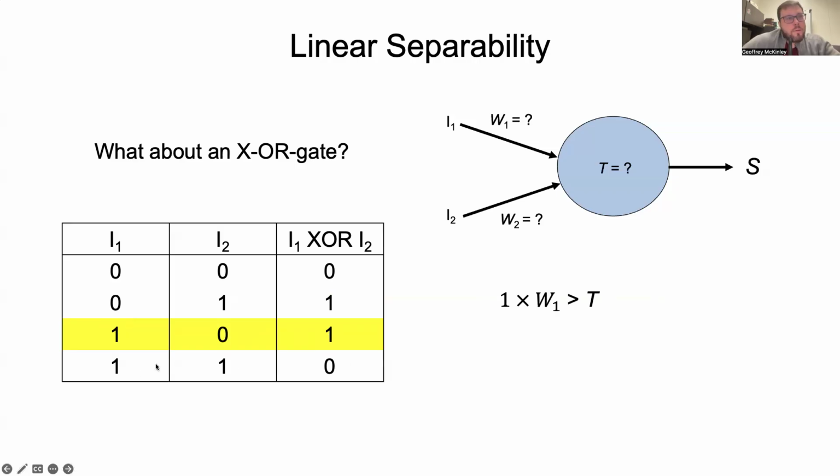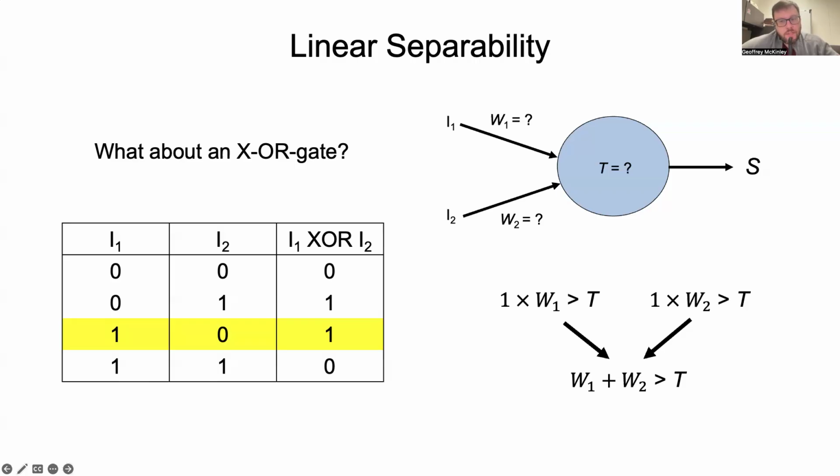But here's the problem. What about the fourth row? In the fourth row, when both the inputs are true, you're going to add those two weights to each other, and they're necessarily going to be greater than the threshold. With the weights set however they are, it is inevitable that the network will output a one when both inputs are one.